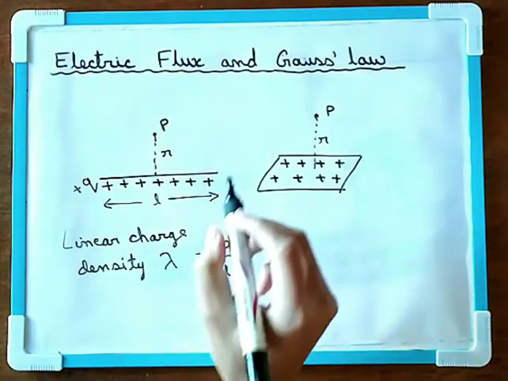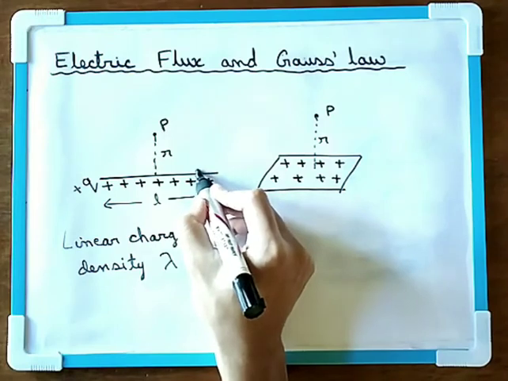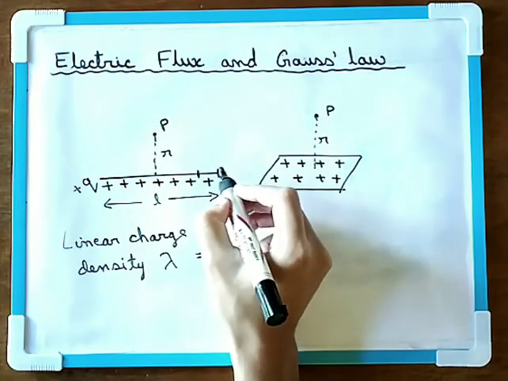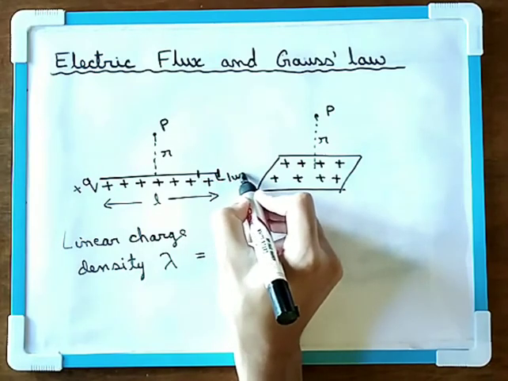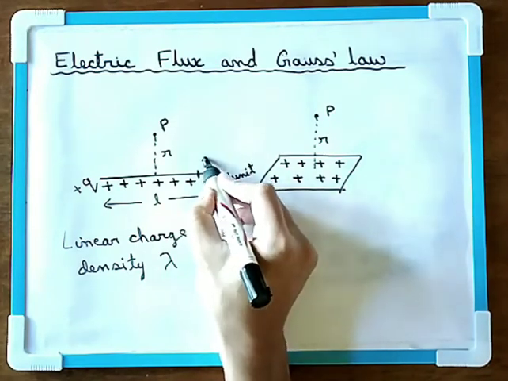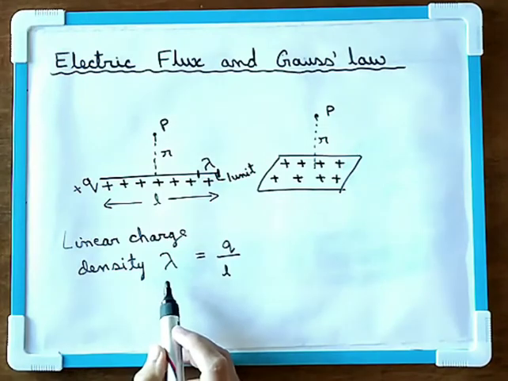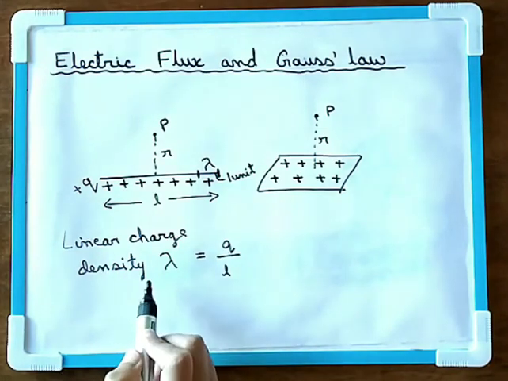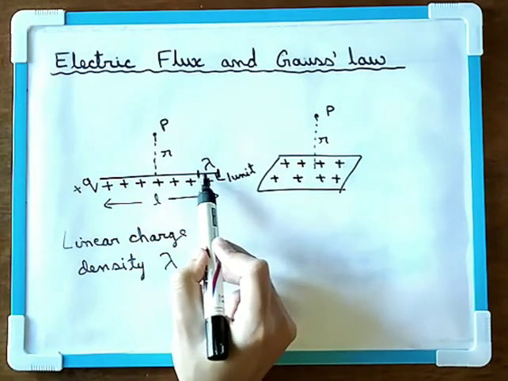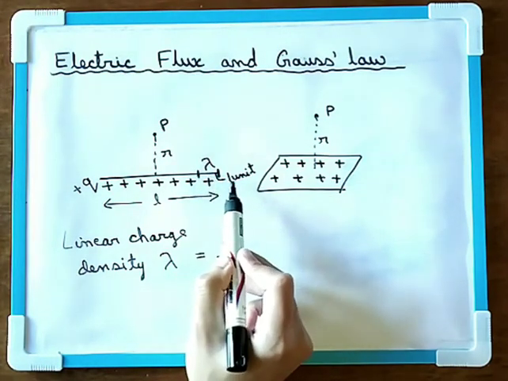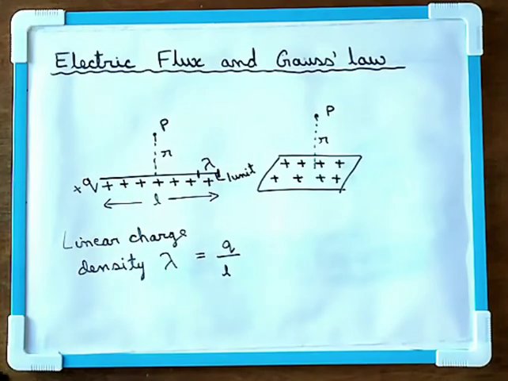It means that in this 1 unit length, how much is the charge distributed? It is lambda. So lambda, the linear charge density, is the charge distributed per unit length, which is this one. Okay, the charge distributed in this 1 unit length of this wire. So that is known as linear charge density.